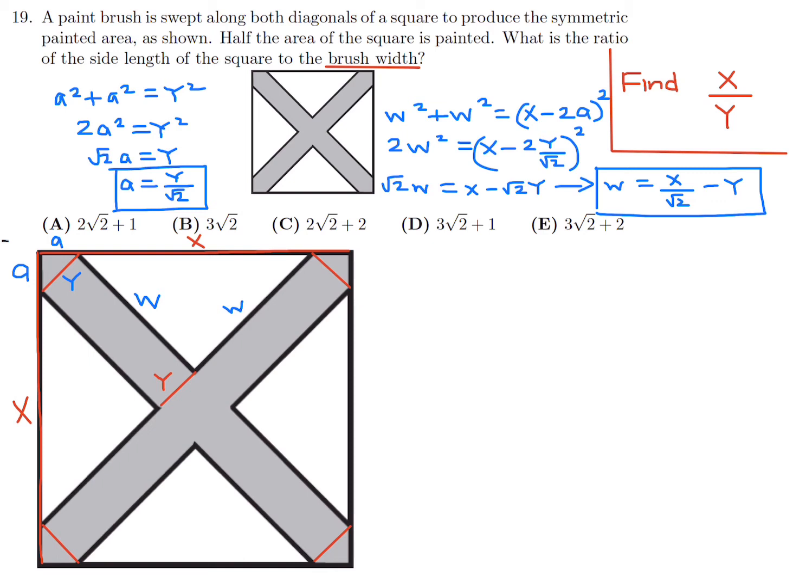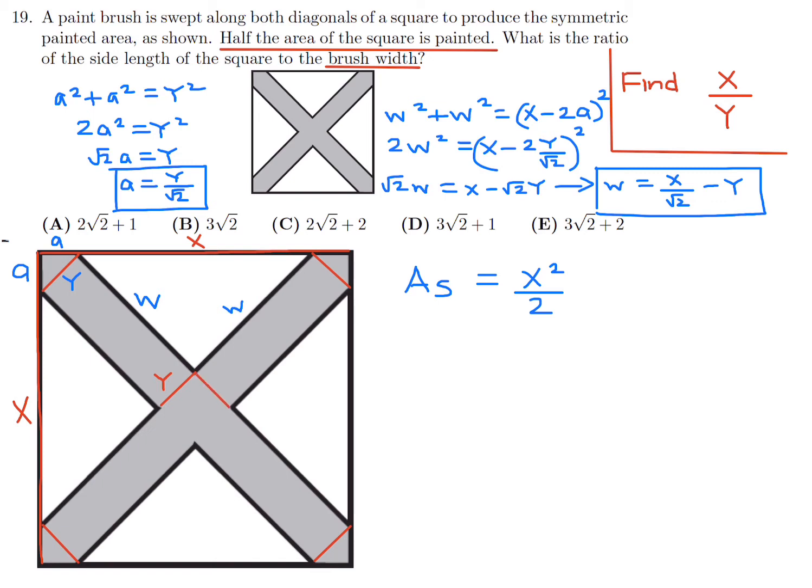Now, we have to use some important information that they gave us. Half of the area of the square is painted. That's very important. So what that means is that the area of the shaded region, which is representing the painted area, represents half of the square. So the area of the shaded region is X squared divided by 2, right? The area of the square is X squared, and the area of the shaded region is half of that. That's essentially what this sentence means. So we work with that. What is the area of the shaded region?